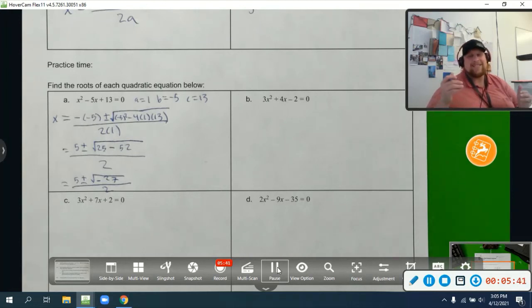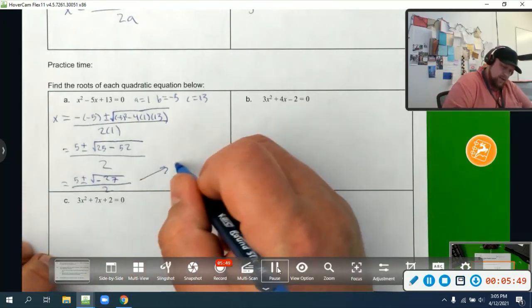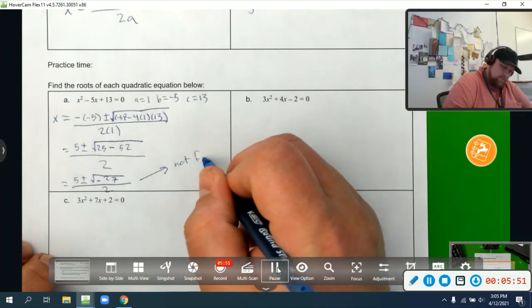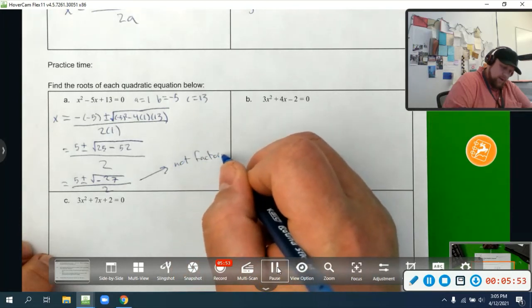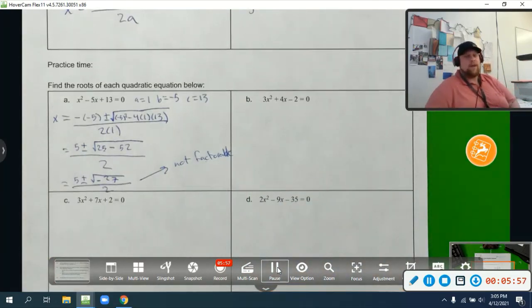You can't multiply a number times itself and get a negative, because a negative times a negative will always give you a positive. So because of this, this truly is not factorable. Whenever you get the square root of a negative, you're done. Not factorable. Okay? Just keep that in mind.